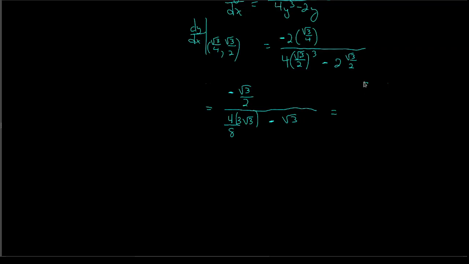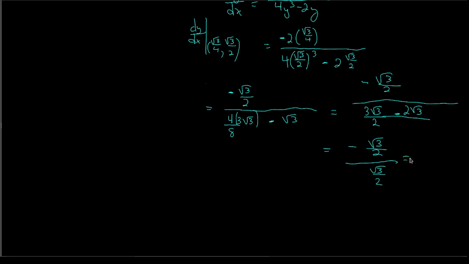So I'm going to focus on the denominator right now. I'm going to try to clean up what the denominator looks like. So this is 1/2, so this is 3 root 3 over 2 minus 2 root 3 over 2. We'll give it the same denominator. So upstairs I get negative root 3 over 2. And downstairs I'm going to get a positive root 3 over 2. And so my slope is negative 1. All of that for a negative 1.